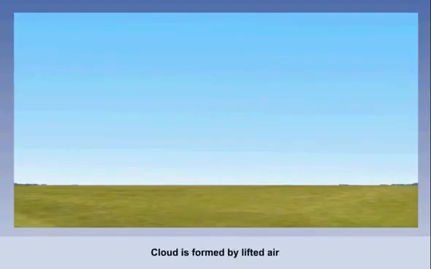Cloud is formed by the vertical movement of air. As it rises, it cools adiabatically. If enough cooling takes place, saturation is reached, and the water vapour condenses out into cloud droplets.